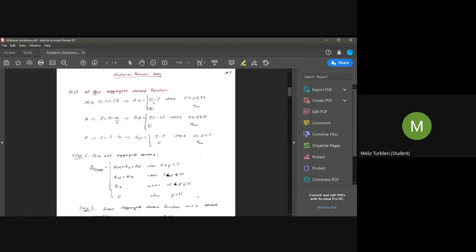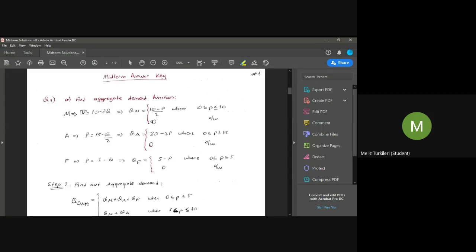Okay, we know the inverse demand functions of the three different consumers. I take these equations from the questions itself. And first of all, we have to find the demand functions. We have to turn the inverse of them. For the first consumer, since this part is the inverse demand function, I know that the demand function should be 10 minus p divided by 2, this part.